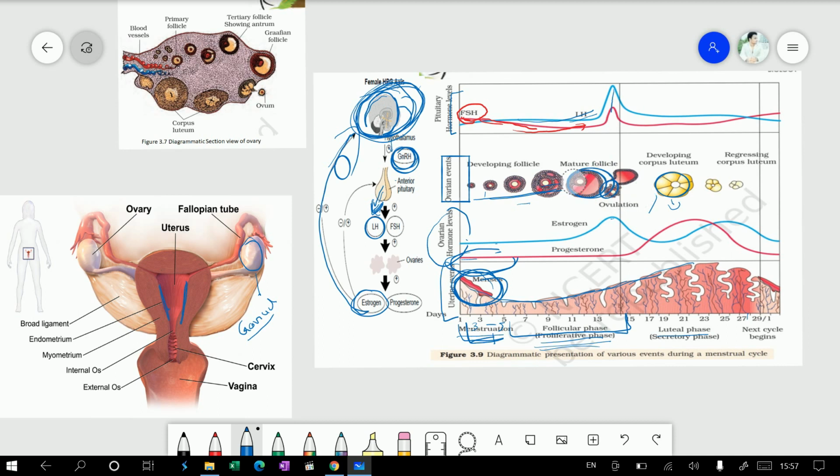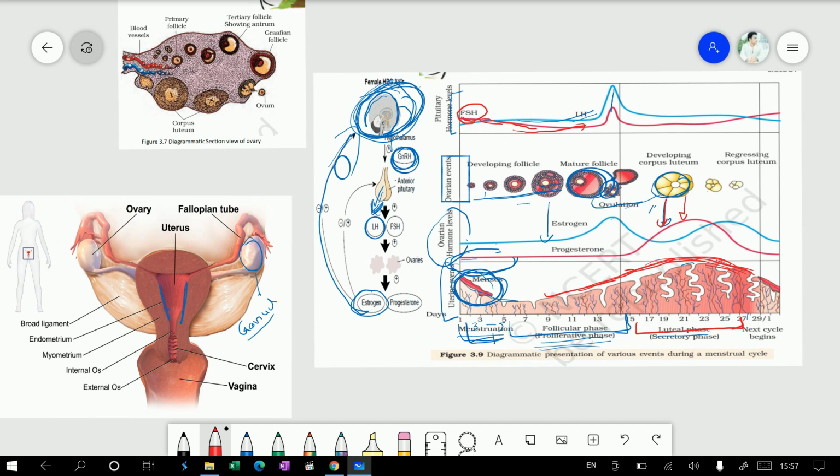Now once this Graafian follicle is converted into a corpus luteum, earlier it was releasing estrogen, but now this corpus luteum will release progesterone instead of estrogen. That is why you can see here this uterine wall keeps growing or proliferating. Now this phase is known as the luteal phase or secretory phase. Why? Because this corpus luteum keeps secreting this progesterone.